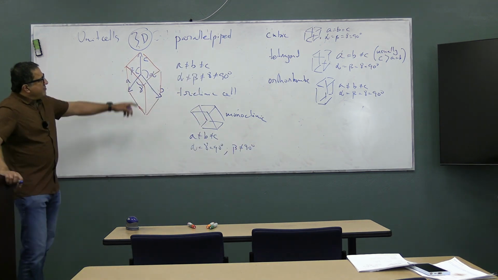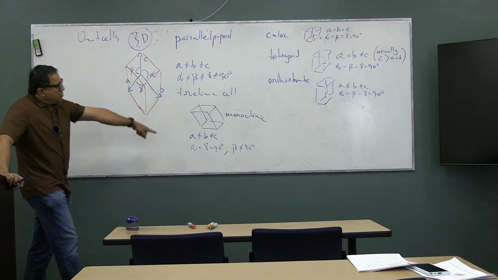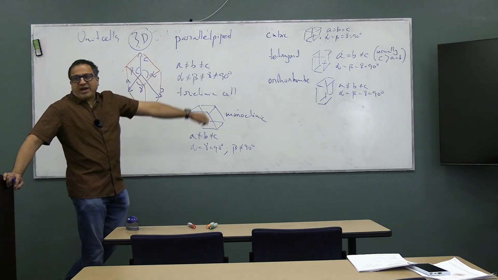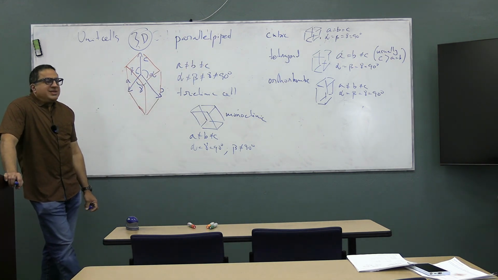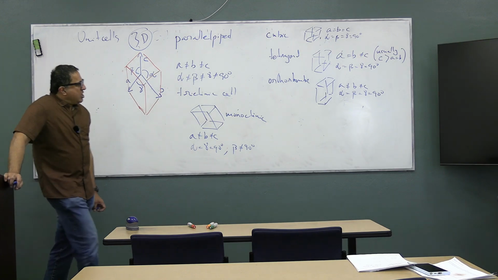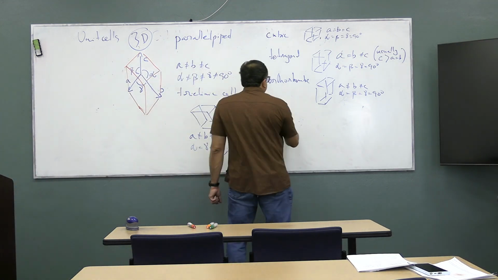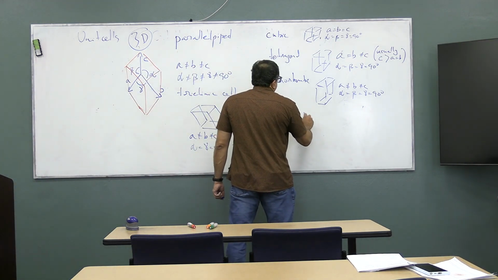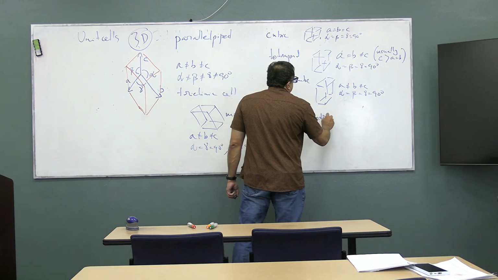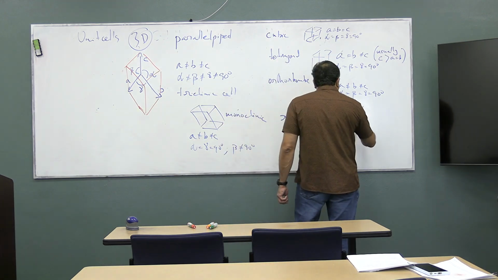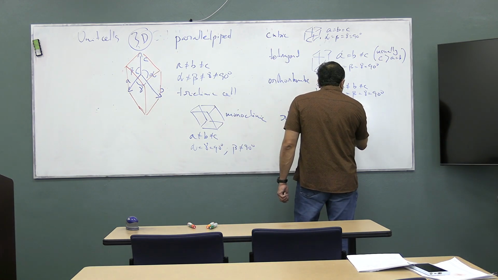So how many cells do we have? We have 1 triclinic, 2 monoclinic, 3, 4, 5. We now need 6 and 7. So 6 is rhombohedral, and rhombohedral is a funny cell. It's basically a cube.